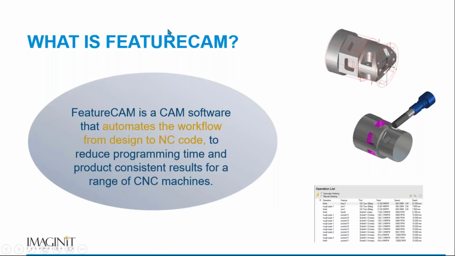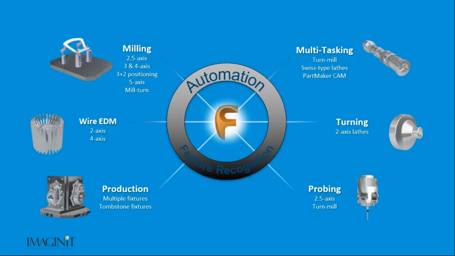So what is FeatureCAM? FeatureCAM is an automated CAM software. In my opinion, it's a true CAM software. A lot of programs out there have design and software in the same package. FeatureCAM is a dedicated CAM software. You can solid model in the program, but FeatureCAM is mainly meant for quickly creating NC code, reducing setup time, reducing programming time, and getting a lot more consistent results for a whole variety of different machines out there.